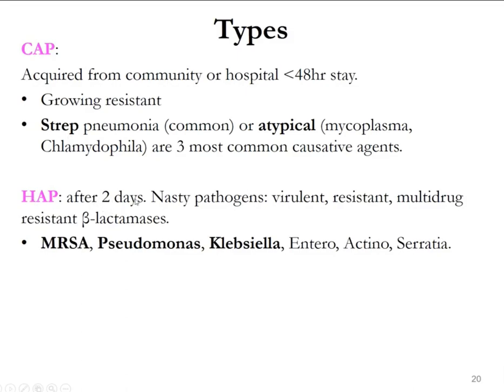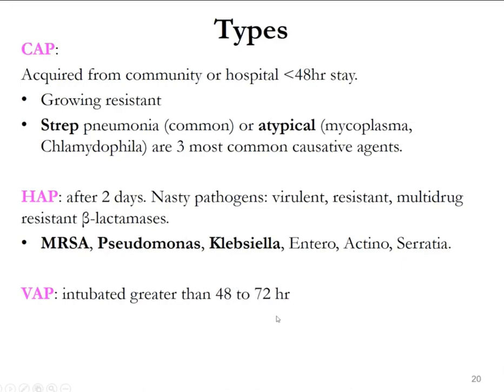HAP, after staying in hospital for 2 days. Of course you learn all these in clinical also, but just to understand: nasty pathogens are there, a lot of virulent, multi-drug resistant ones, so you need to add a beta-lactamase inhibitor because those pathogens can produce beta-lactamase. HAP might have MRSA, so you need an antibiotic to treat MRSA, plus Pseudomonas, Klebsiella, Enterococcus, all those. Study at least 3 for today's lecture. We don't have time to discuss all those.